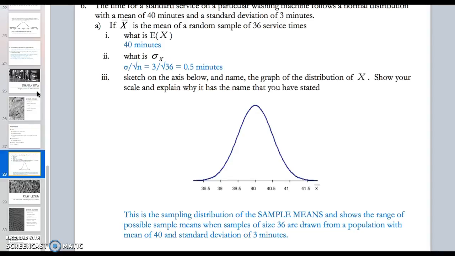And do you remember the 95% rule? What was it, the 1.645 rule? Use that to work out how this axis should go down here. Okay, so we know that the sigma X bar is going to be 0.5 of a minute, and we know that about 95% of the sample mean distribution should be within 2 standard deviations of that mean. And that's hence why we get 39 and 41 on either side there.